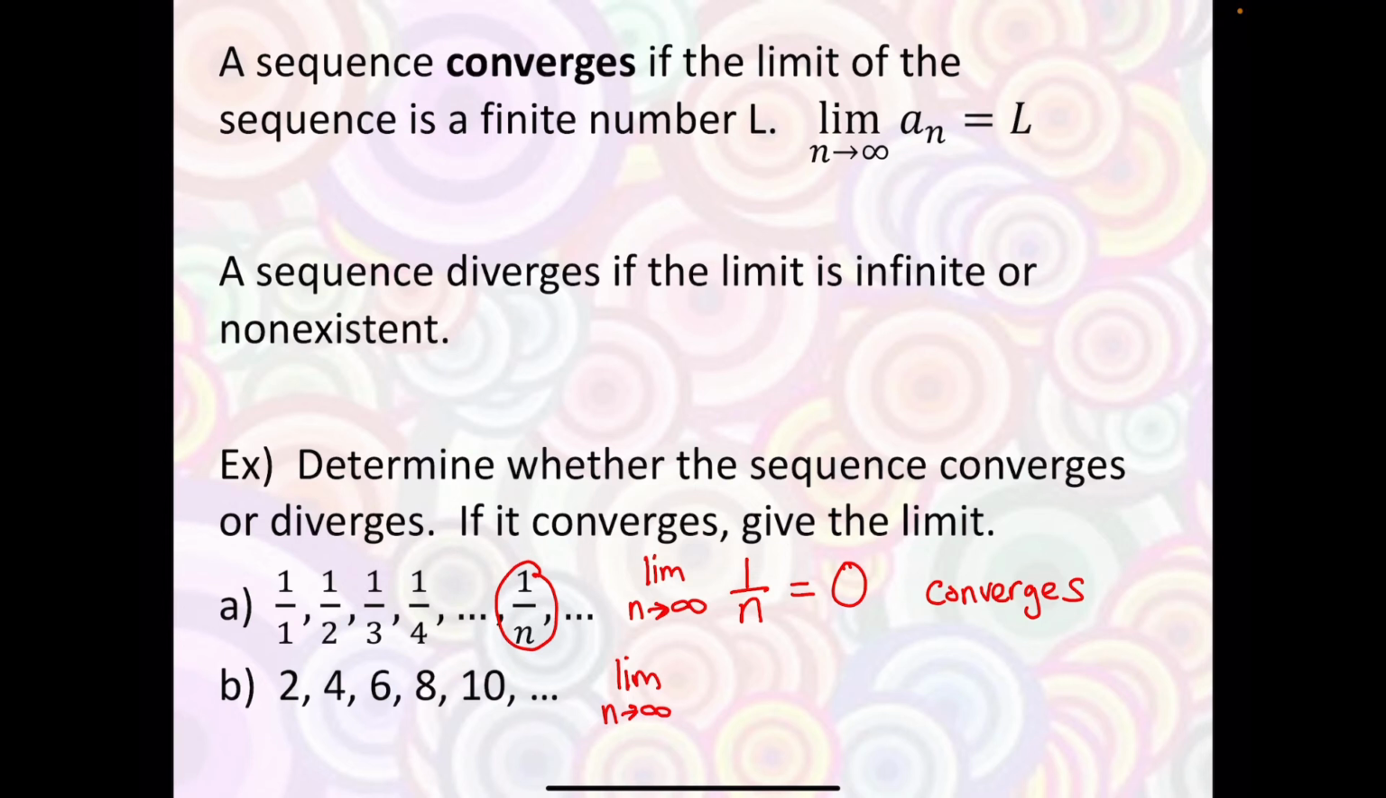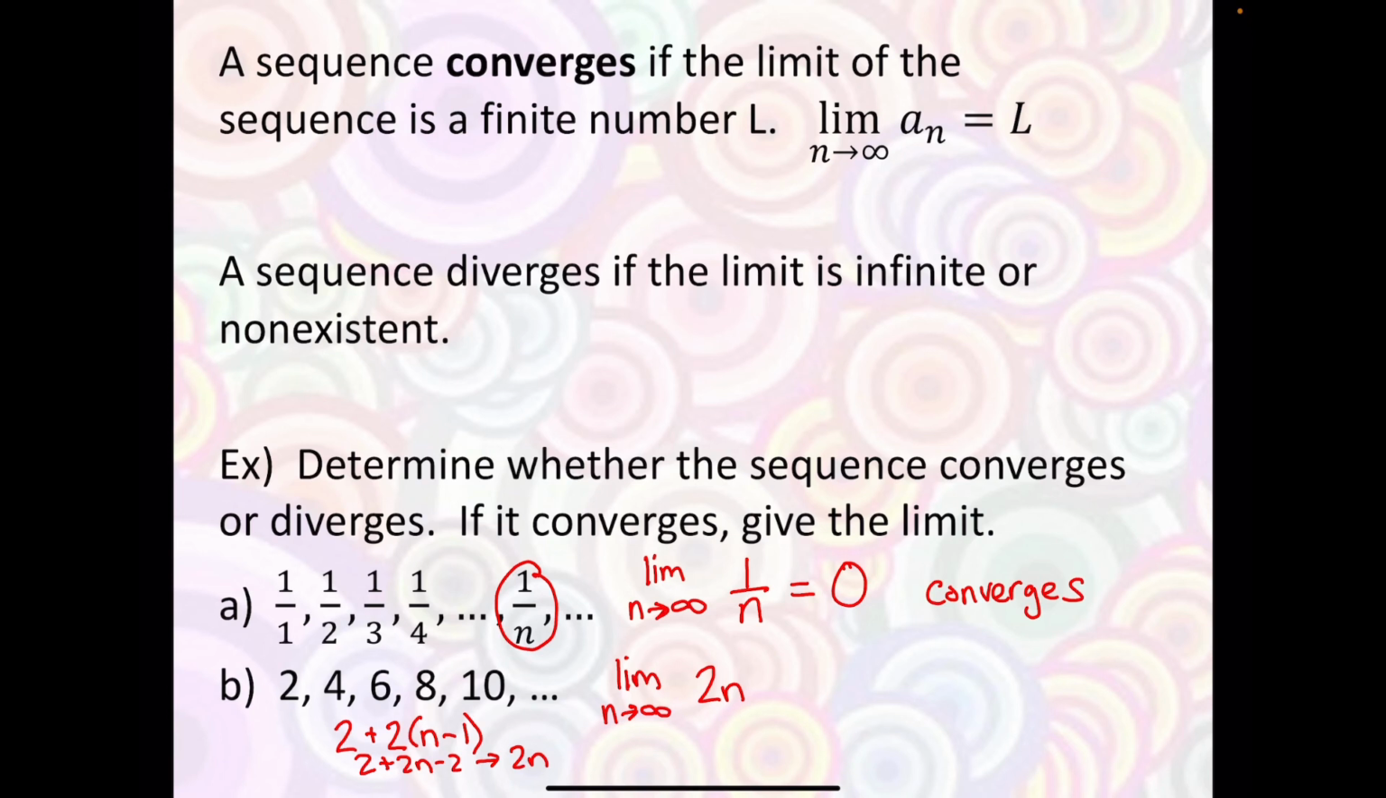So if you look at 2, 4, 6, 8, 10, you may know that we can just write 2n, right? Because 2 times 1 is 2, 2 times 2 is 4, 2 times 3 is 6, 2 times 4 is 8, and so on. Or you can say we start at 2 and we add 2 n minus 1 times. And if we were to simplify this, it still gives you 2n.